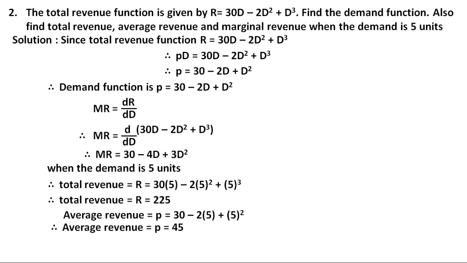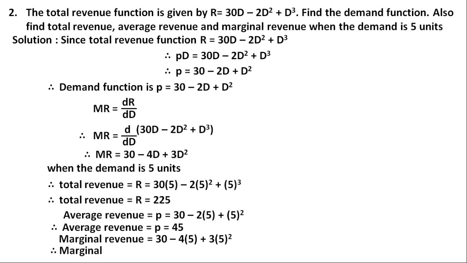Now next, we calculate marginal revenue. Marginal revenue is equal to 30 minus 4 into 5 plus 3 into 5 square. Therefore, marginal revenue is equal to 85. Is it clear? This is your final answer. So today's enough.